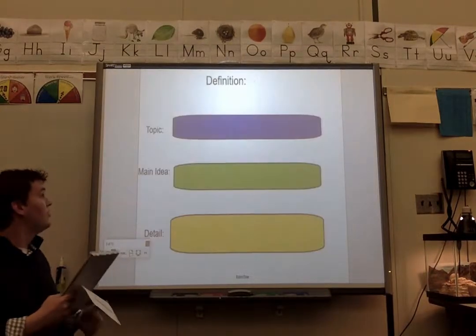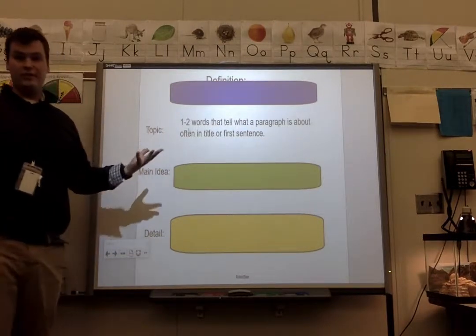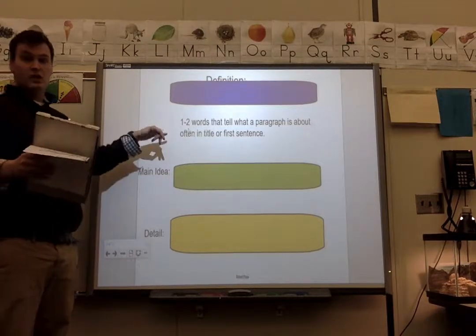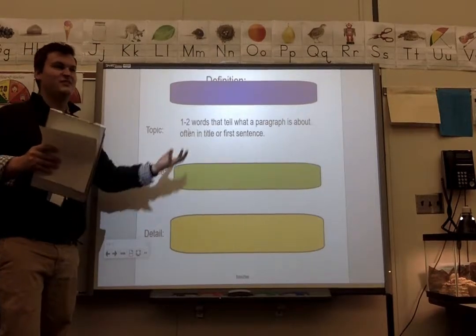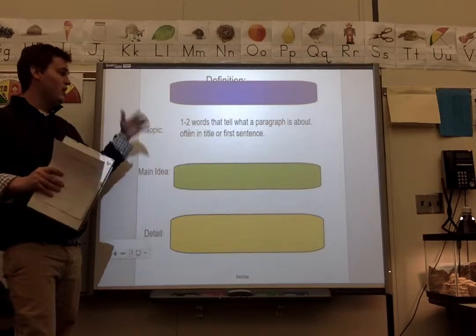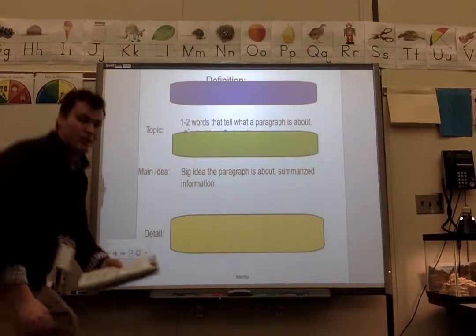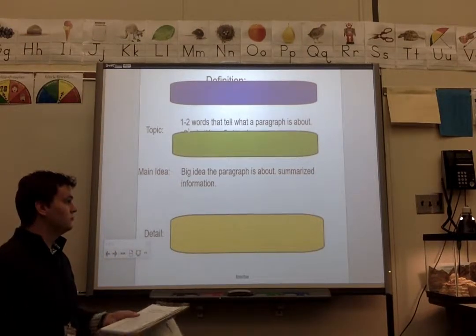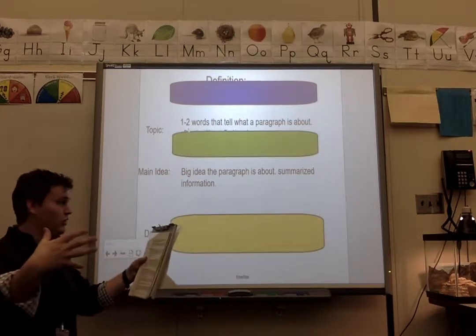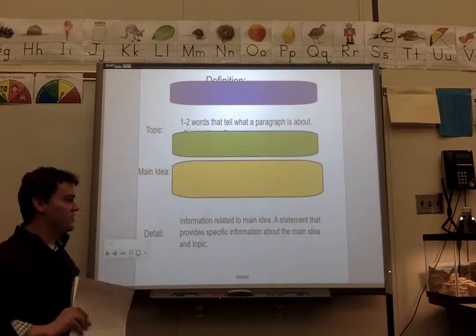Okay. We have some definitions we still have to keep reviewing. We have a topic. A topic is usually what? 1 or 2 words that tell what a paragraph is about, often in the title. Yep, so it's 1 or 2 words that give us some information. So it's usually within the title. So if I'm talking about football, the topic would be football. If I'm talking about dance, the topic's usually about dance. Main idea is what? A big idea the paragraph is about. So it has summarized information. So it's taking everything that's in the story and making it smaller. Okay? And then a detail is information related to the main idea.